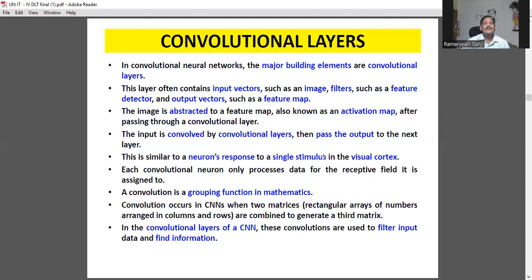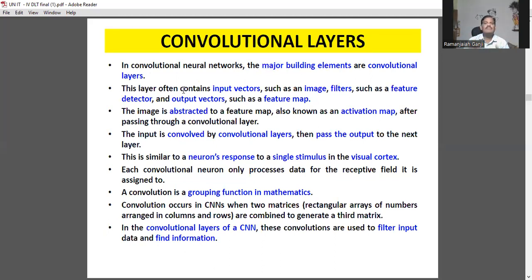Next one, convolutional layers. Just now I told you, two elements combined together to produce one outcome is said to be a convolution. It may be applicable in various areas. So, what is meant by convolution? Neural networks or convolution layers. In a CNN, what is CNN? Convolution neural networks. The major building elements are convolution layers.